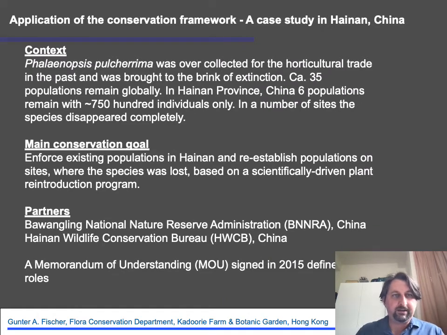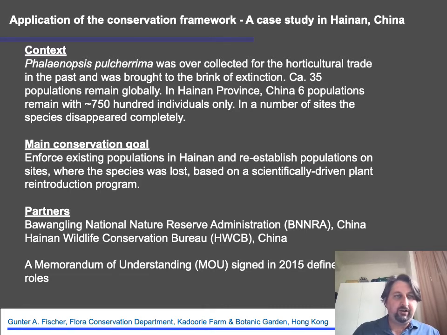Another case study we worked on was the case of Phalaenopsis pulcherrima. It's a very showy, attractive species which was collected for the horticultural trade throughout its distribution range and brought almost to the brink of extinction. The attractive flowers, usually pink in color, were used a lot for crossbreeding Phalaenopsis species, and a lot of the pink hybrids one can buy are based on Phalaenopsis pulcherrima crosses, and therefore a lot of the wild plants were used in horticulture for breeding.